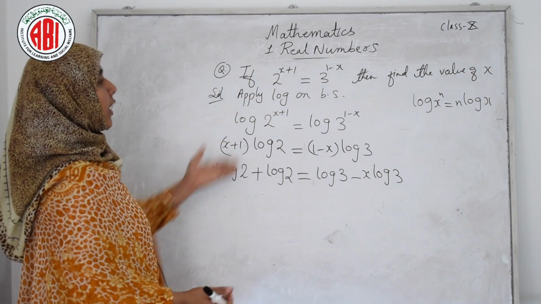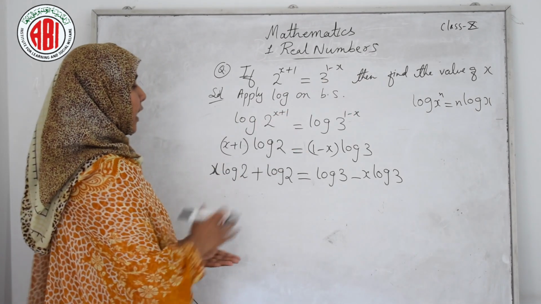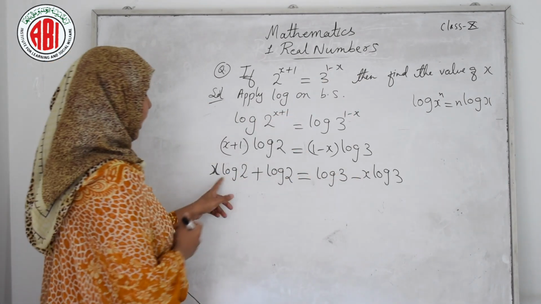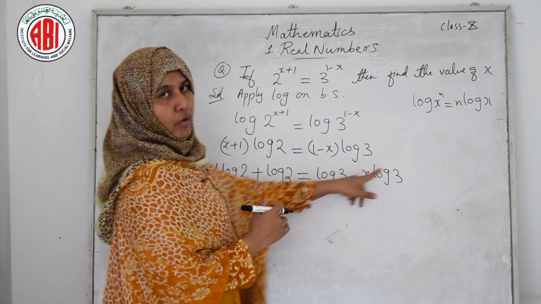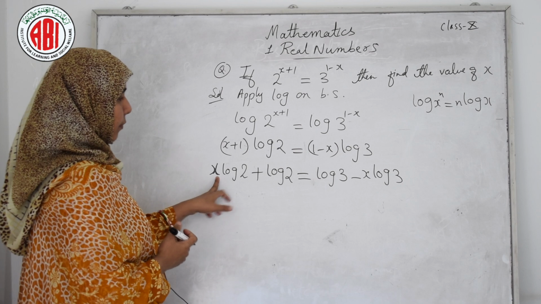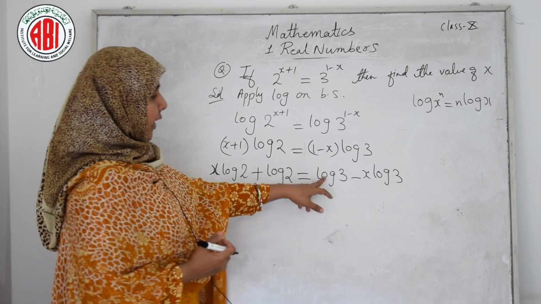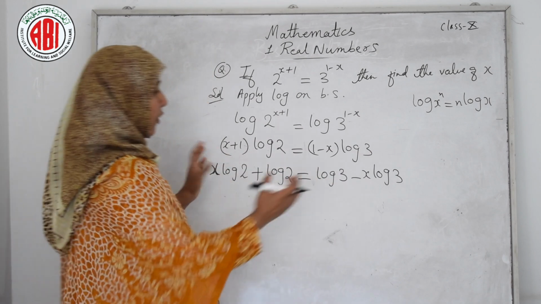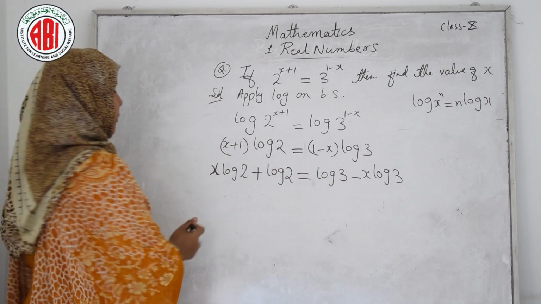But then also we are not getting the value of x. To get the value of x, what we are doing? What are the x terms? We have 2 terms here and 2 terms here. So where is x? x is here in the first term. Here we don't have x. Here also we don't have x. Here we have x. So these x terms we are writing to the left hand side.